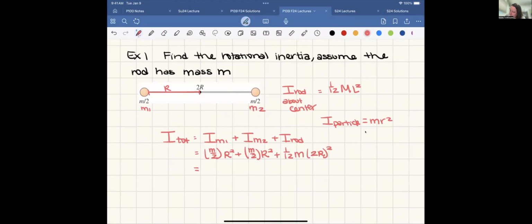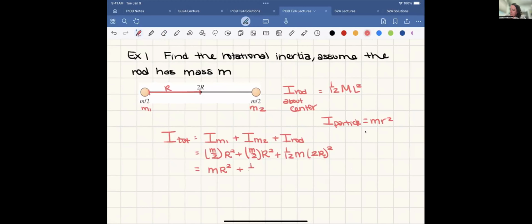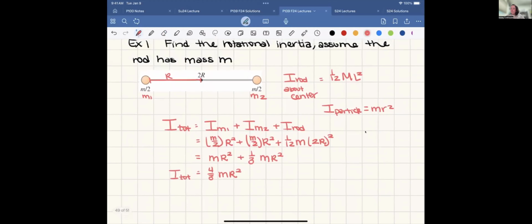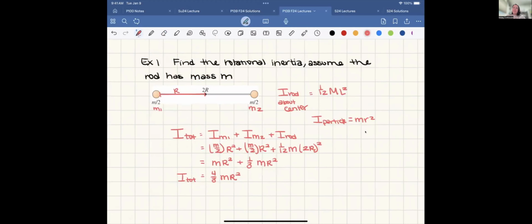So these first two terms combine to be mr squared, and then for this last term, we end up with 2r squared, which gives us 4r squared. And 4 divided by 12 gives us 1/3 mr squared. And then we can combine these two terms and we get 4/3 mr squared for the total rotational inertia. Okay, so this is again the same problem from Tuesday, but this time we're paying attention to the rod itself also.